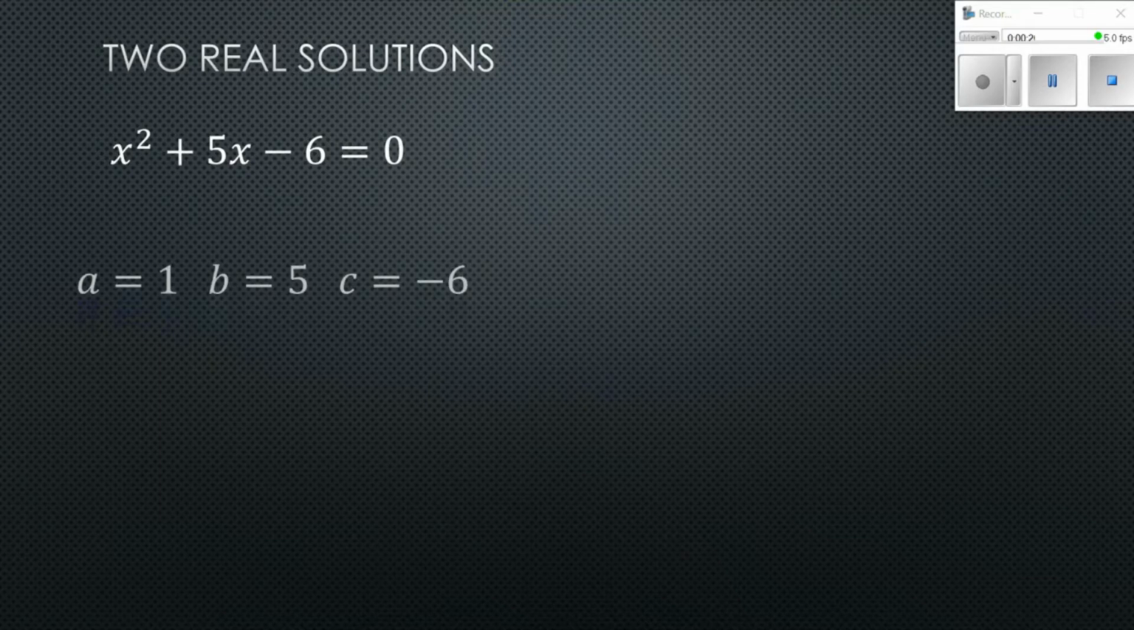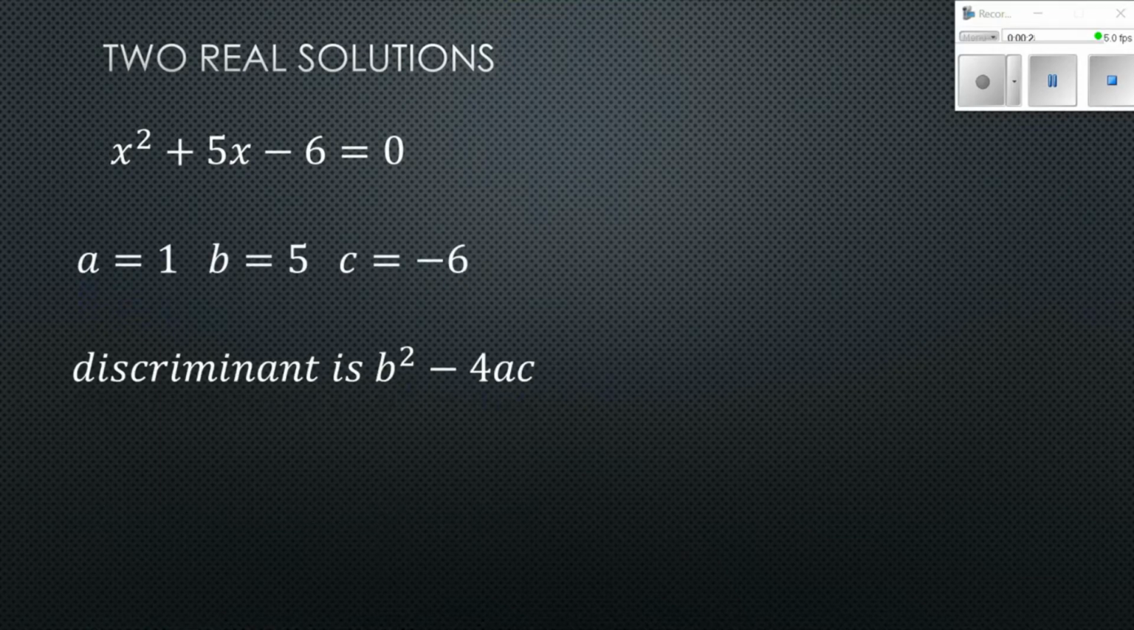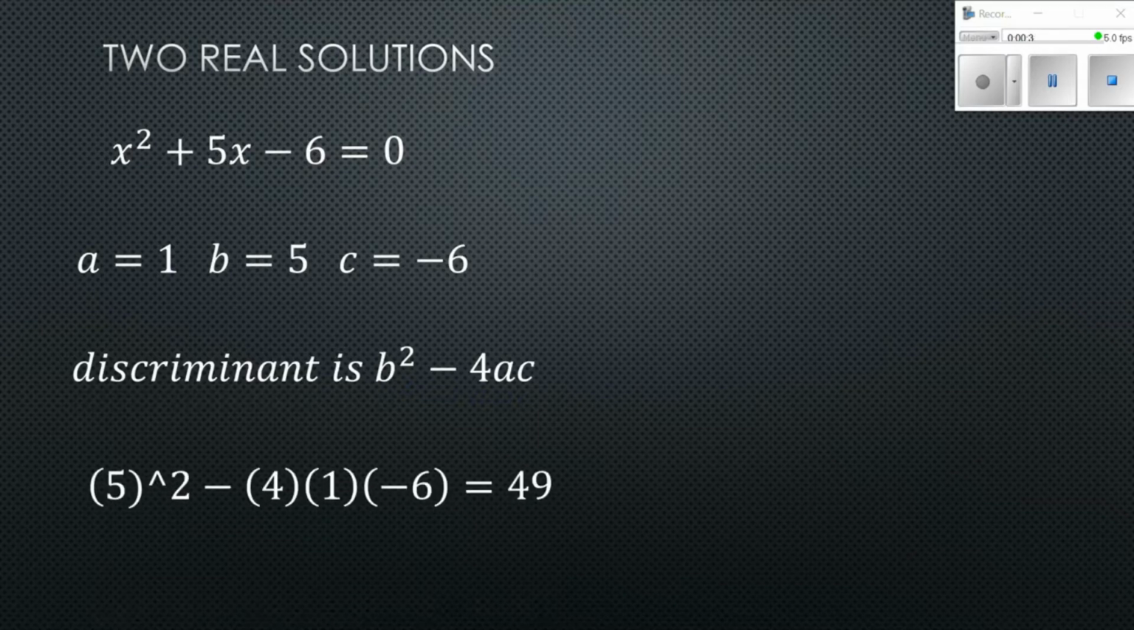So we identify our a, b, and c. We then plug it into the discriminant, and remember the discriminant is just the b squared minus 4ac, so it's the number underneath the square root. And we're going to plug those in, and we're going to use parentheses. We're not going to forget to do that. And what we get on this first one is we get 49.